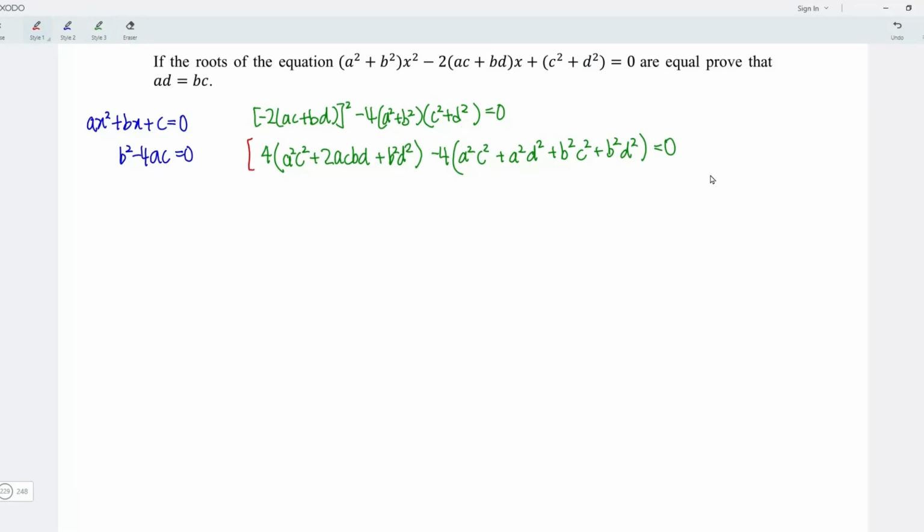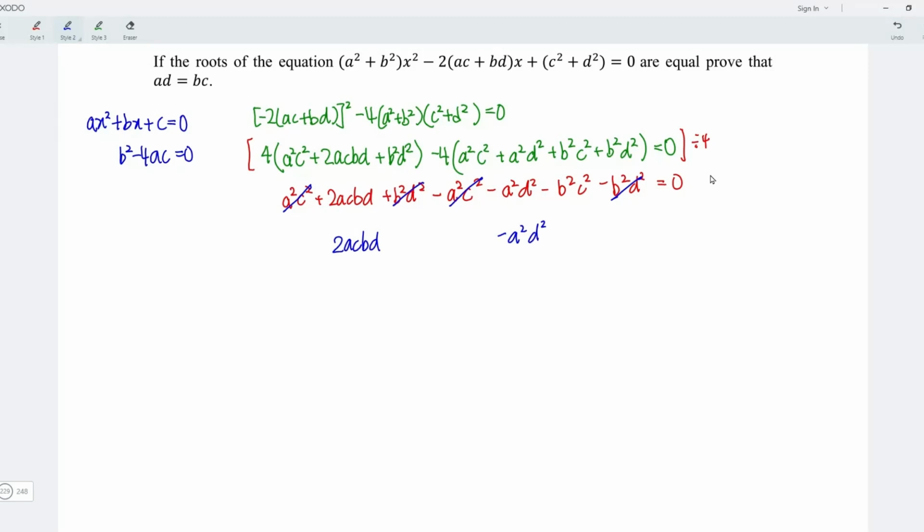Next, I'm going to take 4 and divide the entire equation. So we should have a squared c squared plus 2ac bd plus b squared d squared, negative a squared c squared, minus a squared d squared, minus b squared c squared, minus b squared d squared is equal to 0. Next, let's simplify. We should remove the same values with one positive, one negative, which means that we are left with 2ac bd minus a squared d squared minus b squared c squared is equal to 0.